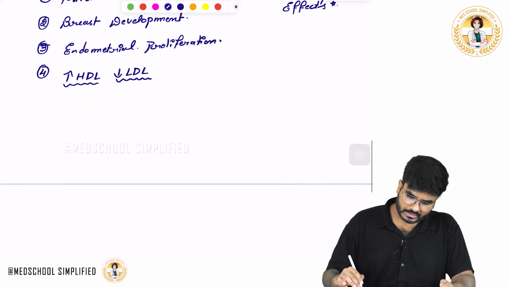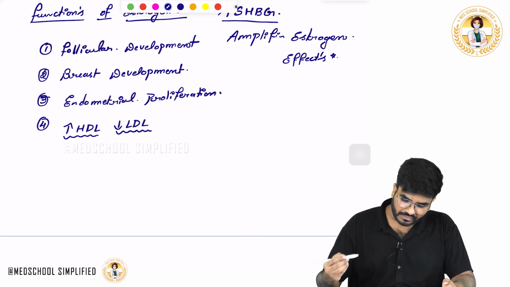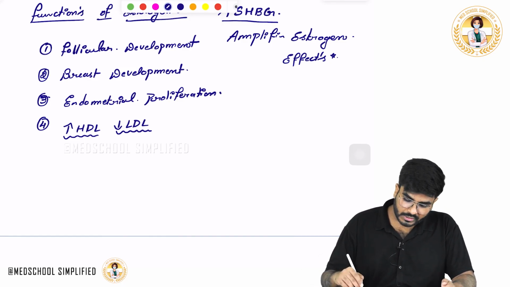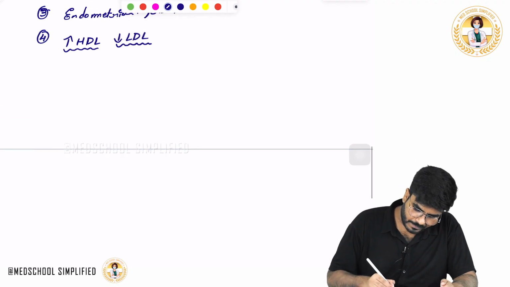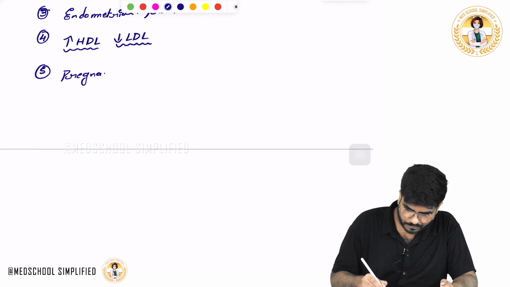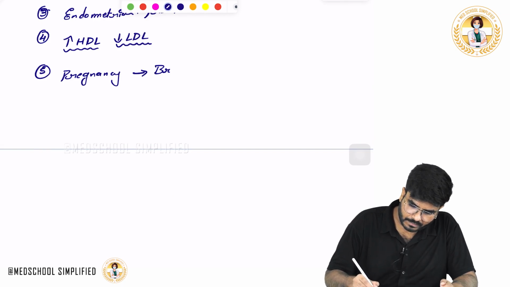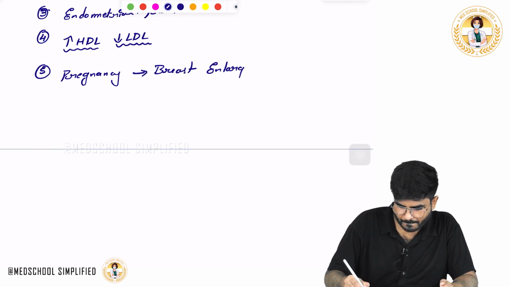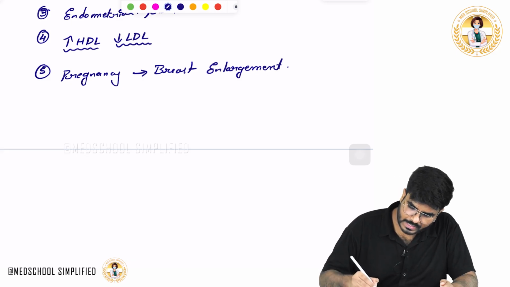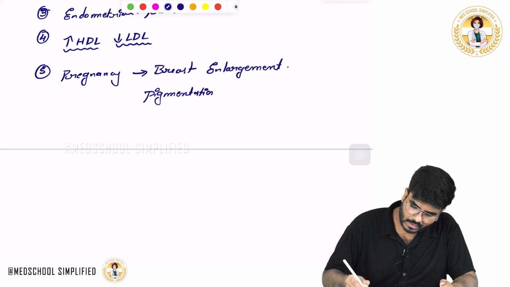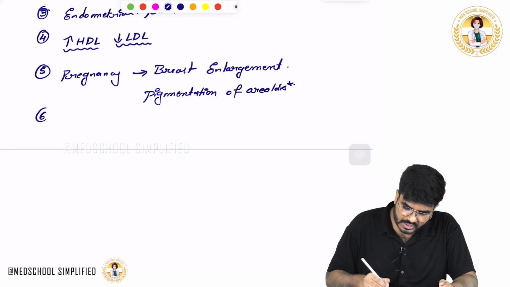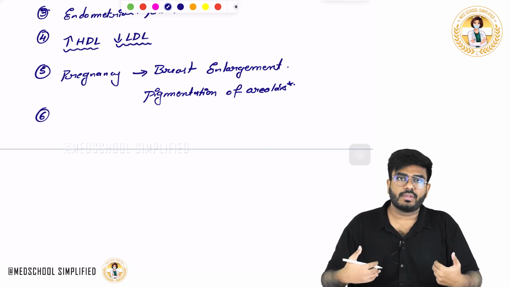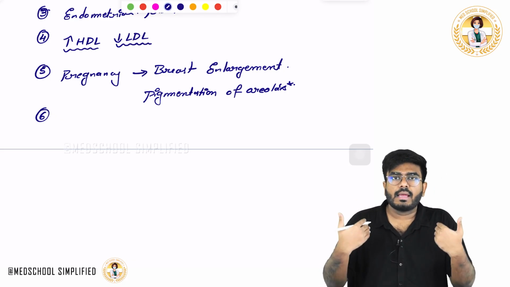Next, what else? Follicular development, breast development, endometrial proliferation, these things. And one more thing, during pregnancy, again breast enlargement as well as pigmentation of the areola. And estrogens are the ones responsible for the female-like morphology. Female-like body, female habitus.